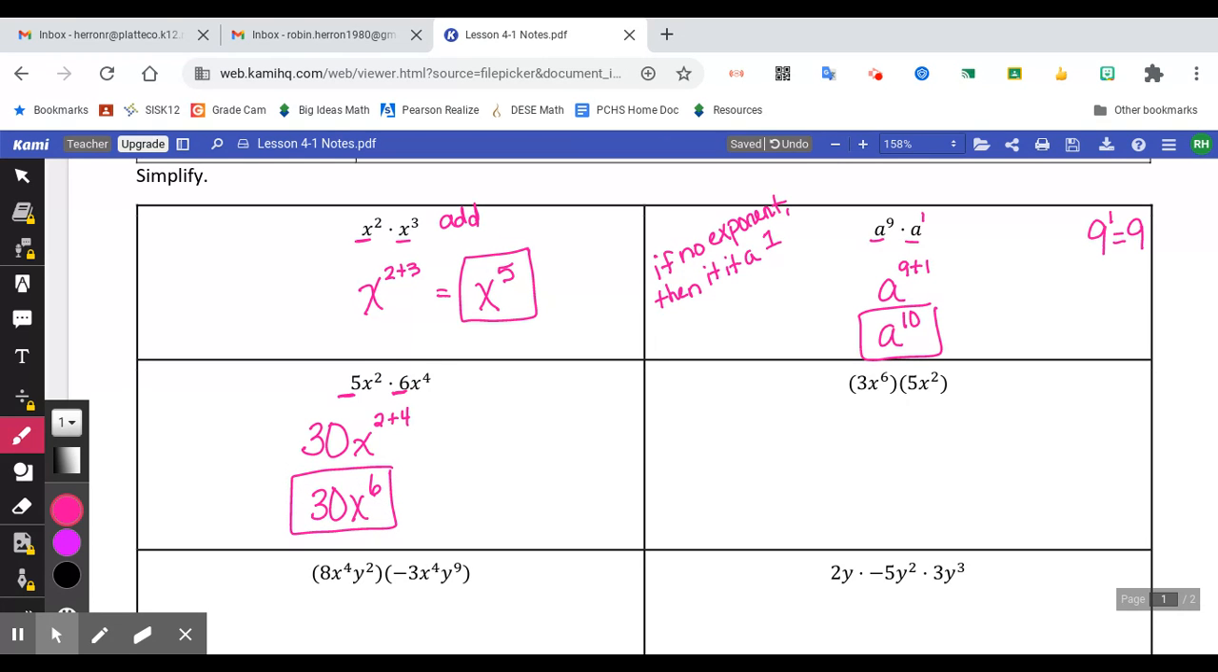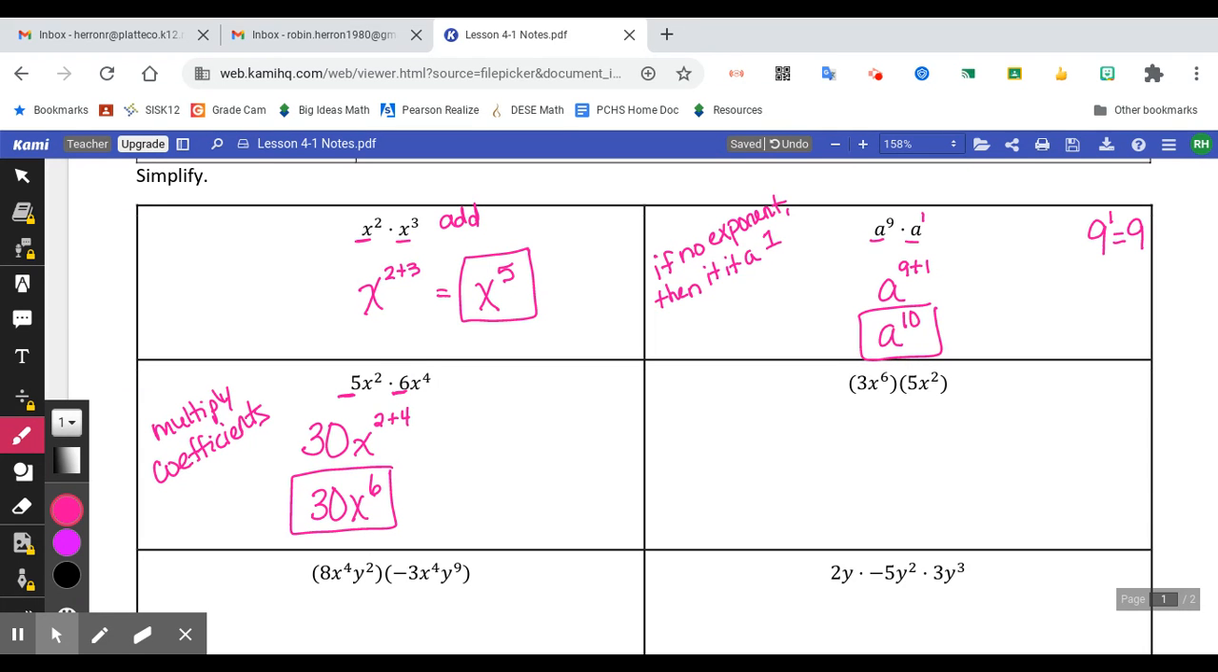So you're multiplying those coefficients, or those numbers out in front, and then you're going to keep that other base for the variables the same.